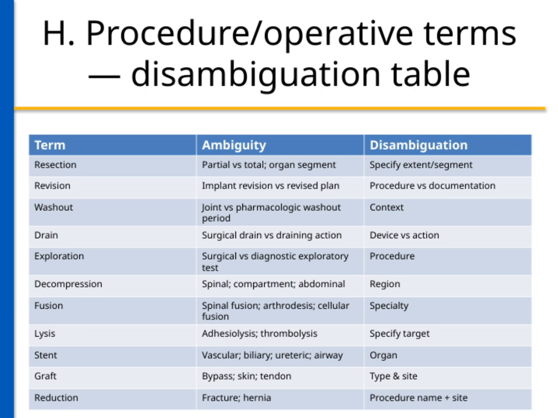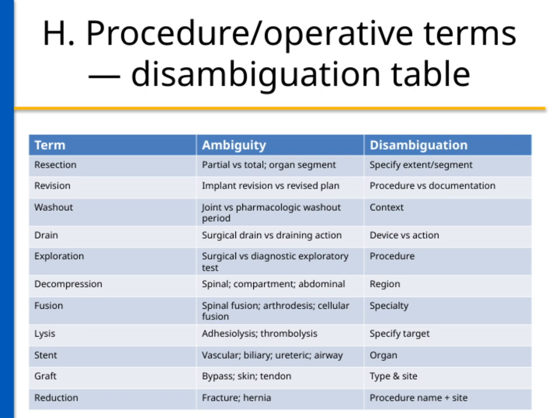Similarly, decompression can involve different regions, such as spinal, compartment, or abdominal decompression. Mentioning the specific region ensures clarity. Fusion is another term that varies across specialties. It can refer to spinal fusion, arthrodesis, or cellular fusion. Clarifying the type of fusion and its purpose is essential. Lysis can refer to adhesiolysis or thrombolysis, so specifying the target, whether it's adhesions or blood clots, is necessary. Stent may be vascular, biliary, ureteric, or airway stents, depending on the organ involved. Clearly indicating the organ helps prevent ambiguity.